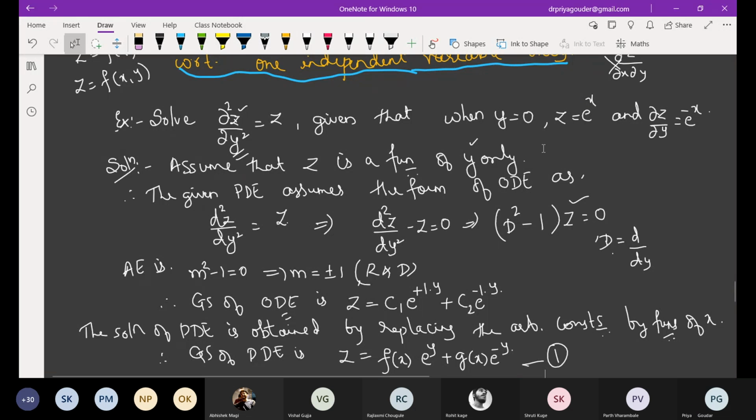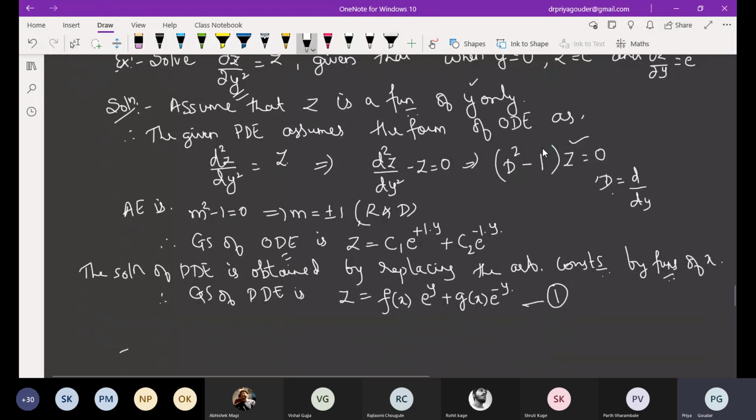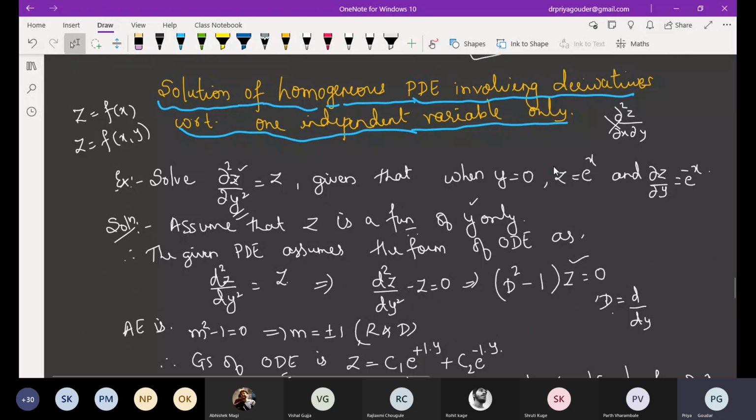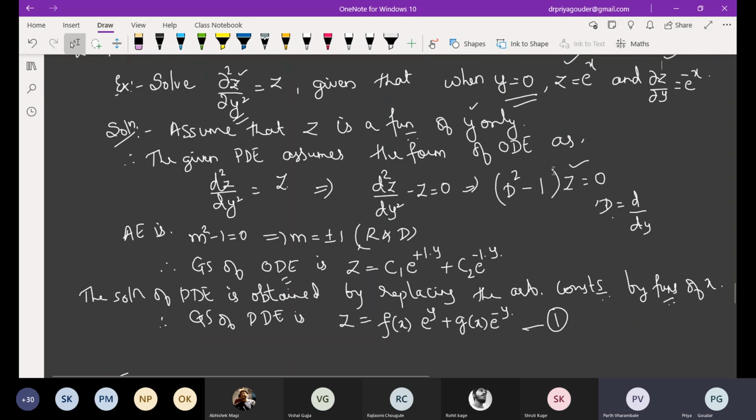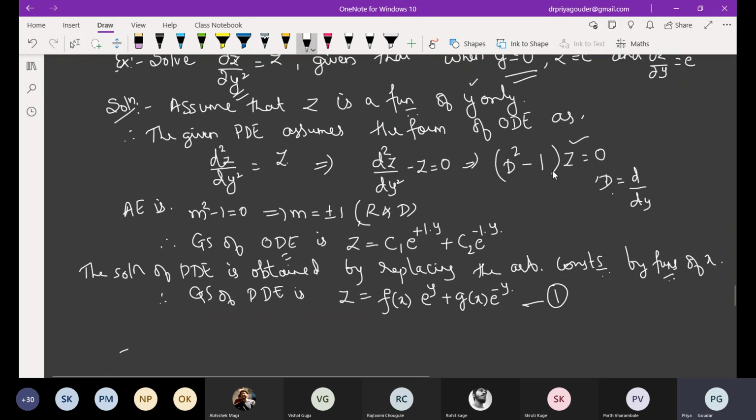Just see this. When y is 0, z is this, and dou z by dou y is this. This means it is a common condition for both, isn't it? Now tell me which condition we can use, whether we can use it for z or dou z by dou y now. Z. Okay, so let us use that condition.